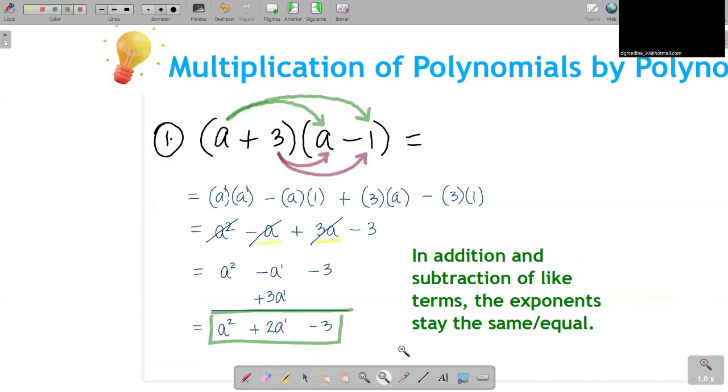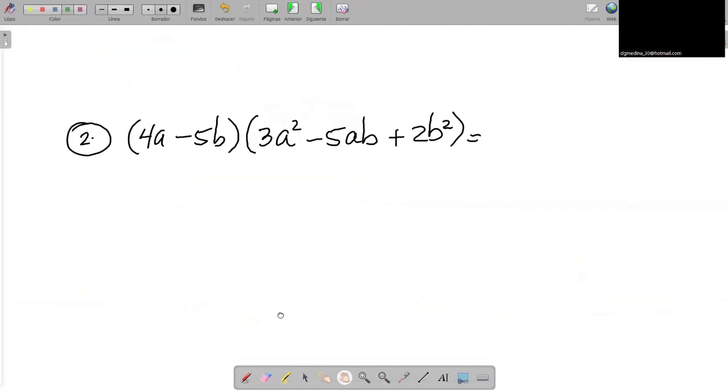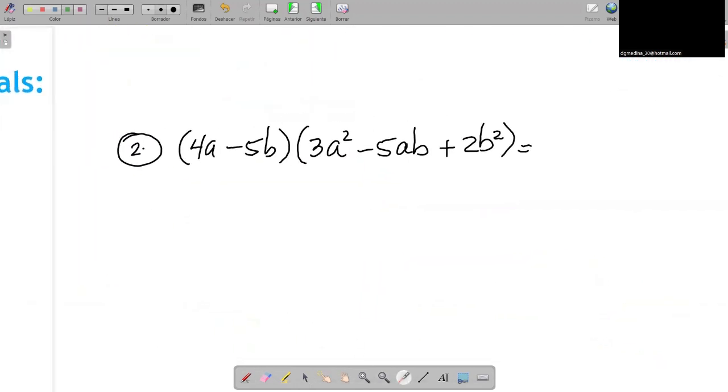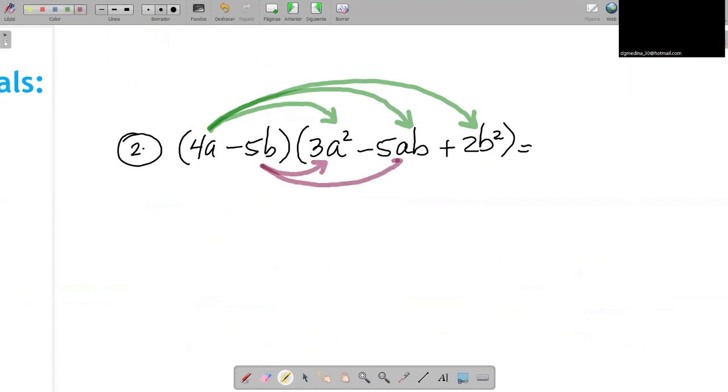Okay? This is example number 1. Okay, let's apply the same steps in problem number 2. Now in problem number 2, we have a binomial by a trinomial. Both are polynomials. Okay, so we're going to do exactly the same. We're going to multiply the first term of the first parenthesis with all the terms in the second parenthesis. Okay, and then we're going to multiply the second term with all the terms in the second parenthesis.